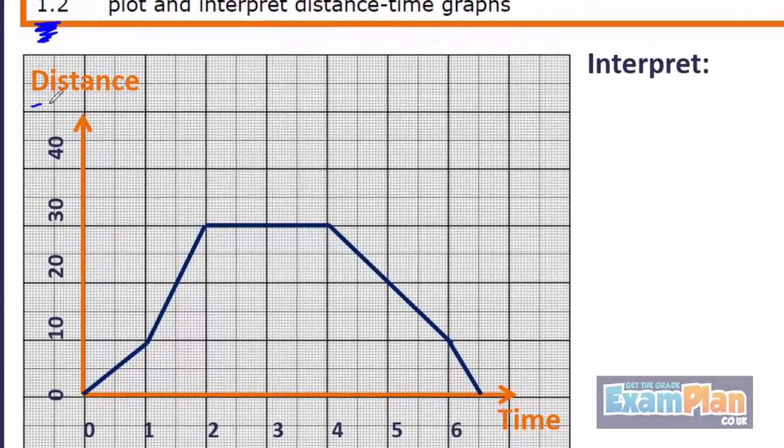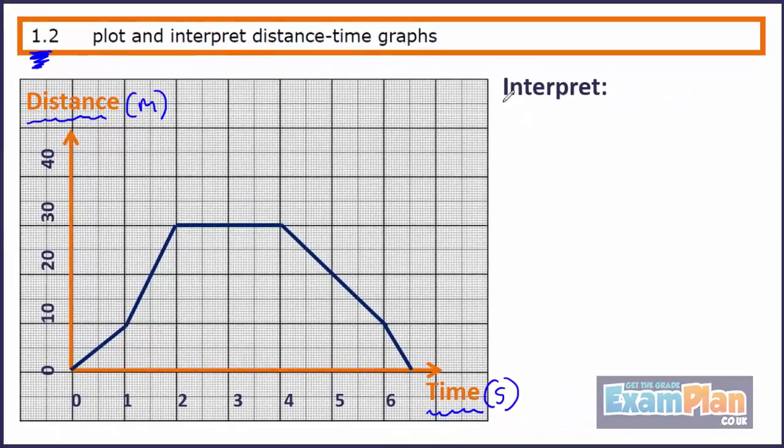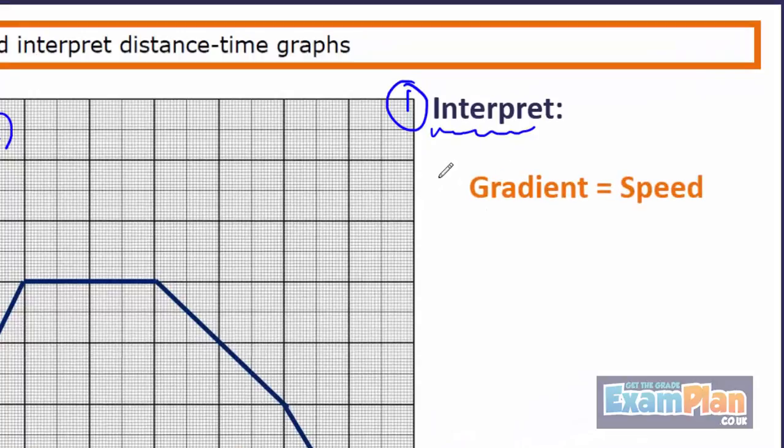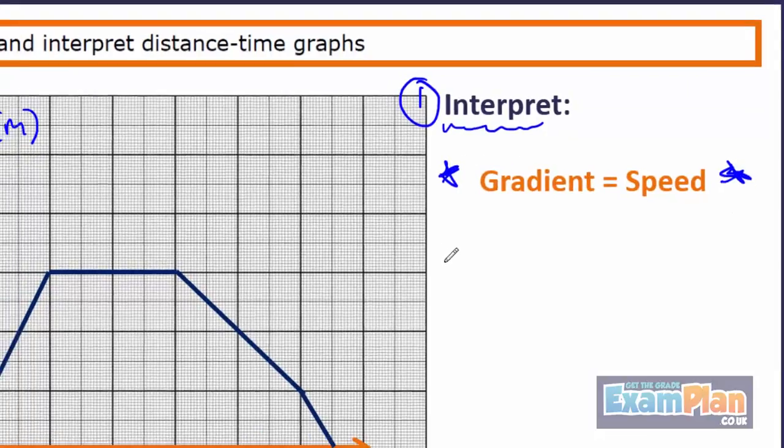A distance time graph is one in which distance is plotted on the y-axis and time is plotted on the x-axis. See the skills section for more about how to plot graphs, but always remember to include the units. You will be expected to do two things with a distance time graph. The first thing you need to be able to do is interpret the graph. The best way to do this is to look at the gradient, because the gradient equals the speed.